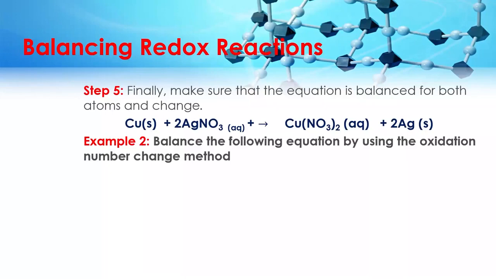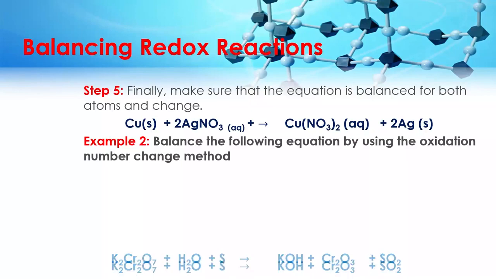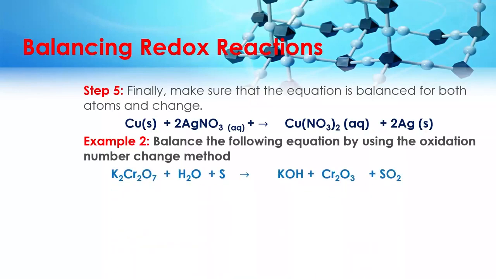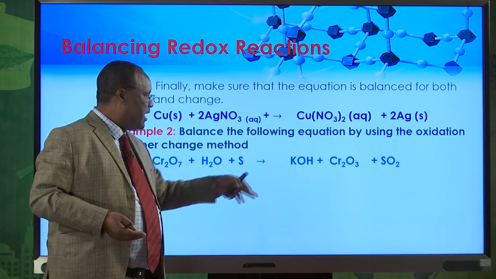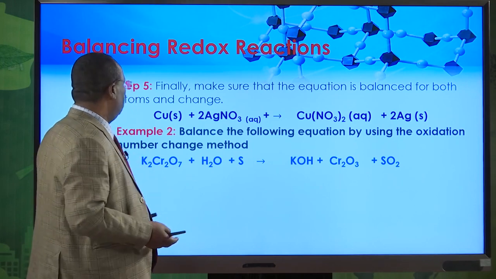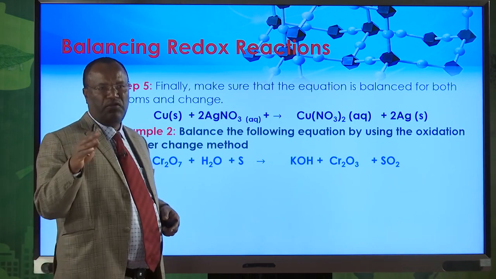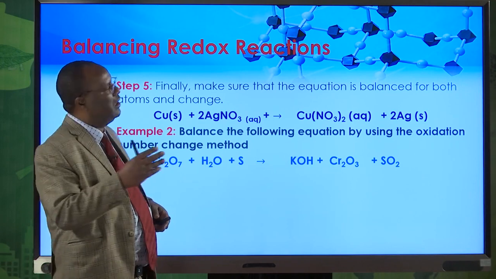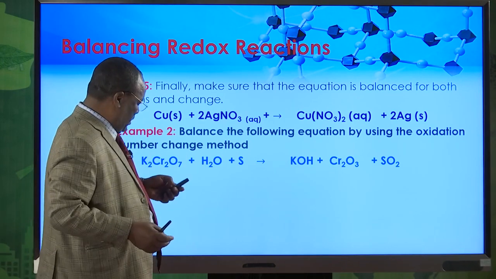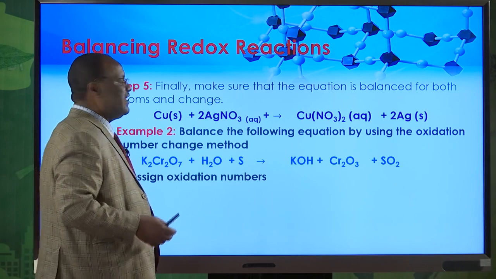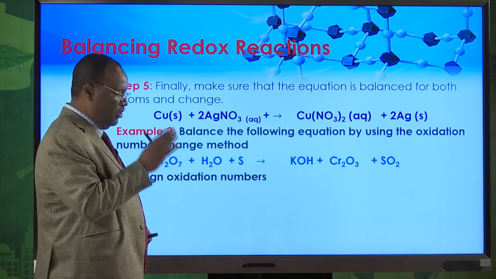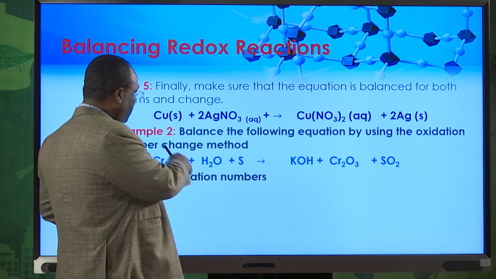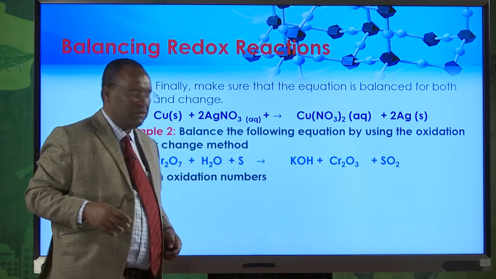Another example. Balance the following equation by using the oxidation number change method. Here is the equation given: potassium dichromate plus water plus sulfur gives you potassium hydroxide, chromium(III) oxide, and sulfur dioxide. What should we do? We have to follow the steps that we used before. The first step is assigning oxidation numbers to each of the species in this chemical equation.